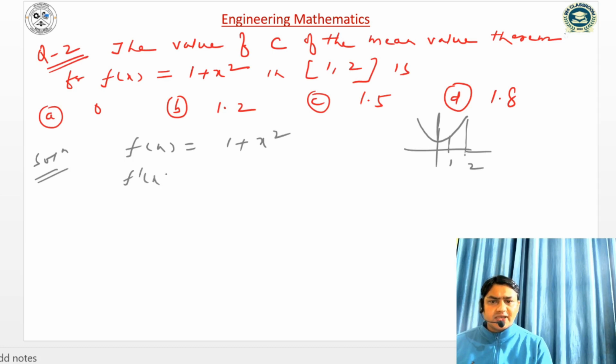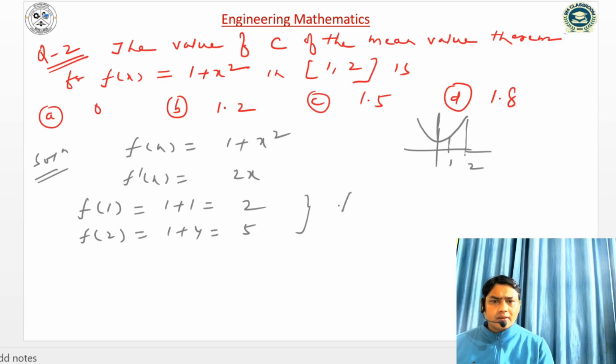If I compute f'(x), it will be 2x. So f'(x) exists in between 1 and 2. And the third point we have to check: f(1) is equal to 1 plus 1, that is 2, and f(2) is equal to 1 plus 4, so it will be 5. So here f(1) is not equal to f(2). So we cannot apply Rolle's mean value theorem because the third condition is not fulfilled. So we can apply here Lagrange's mean value theorem.